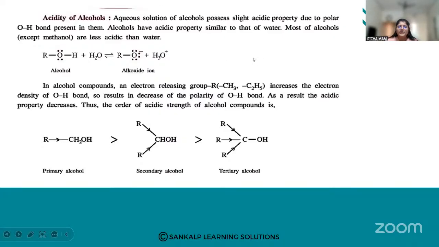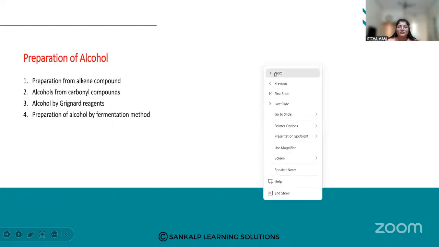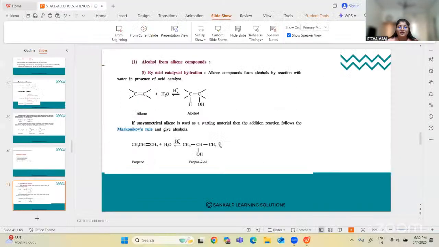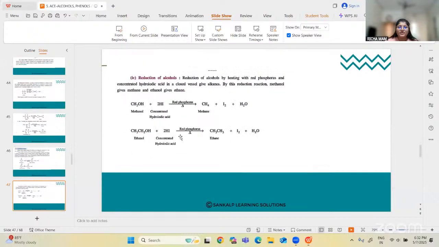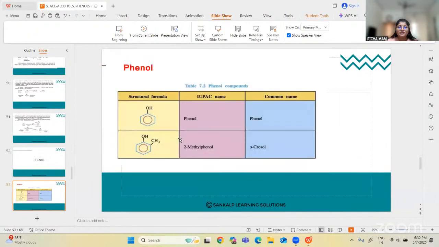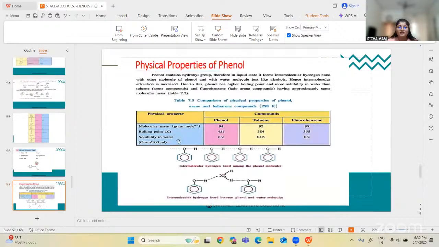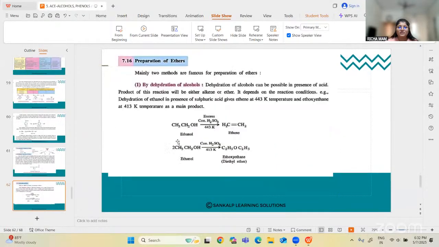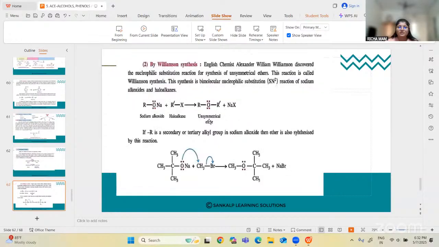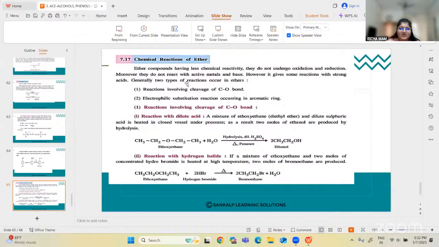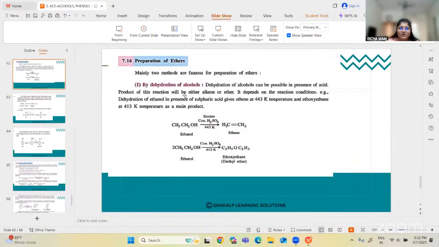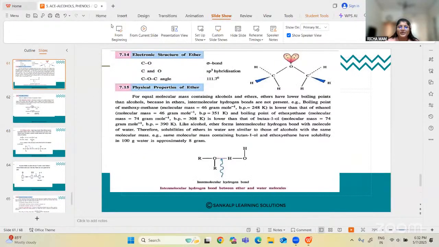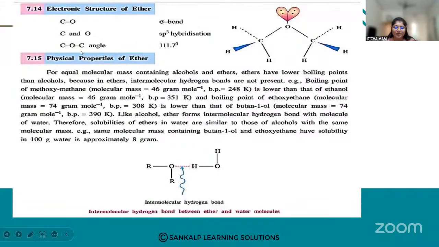Okay, so next we are going to see the physical properties of ether. So these are all things we have discussed. Physical properties are not mentioned. So physical properties of ether. First is the dipole moment.